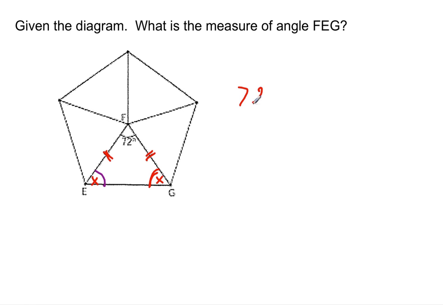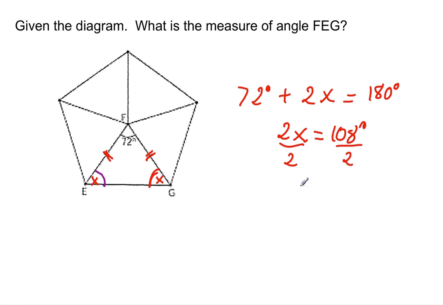So 72 plus 2x is equal to 180. So when you find the difference between 72 and 180, you'll see that the value of 2x is 108. Divide both sides by 2 to find the single value of x, and 54 degrees is what you were looking for.